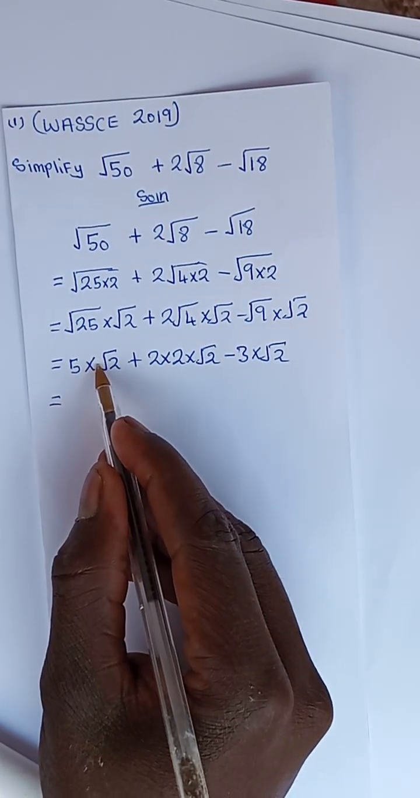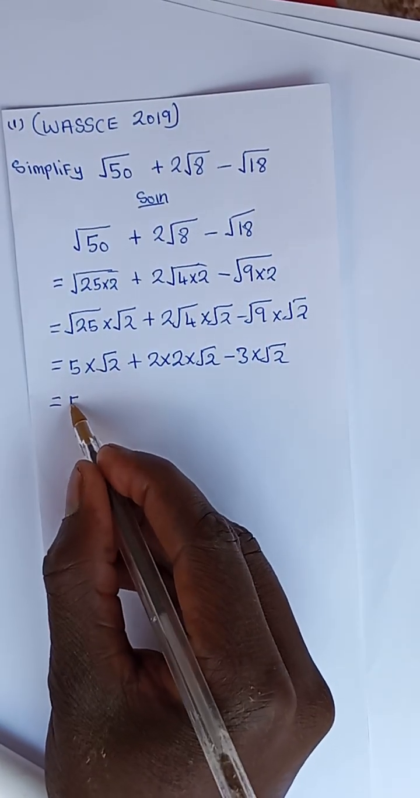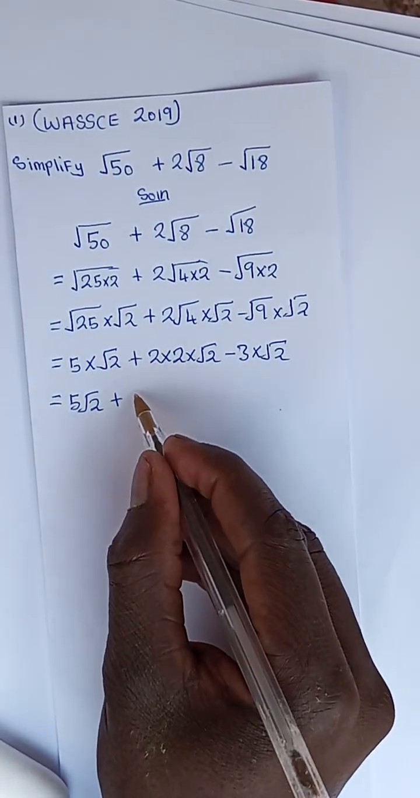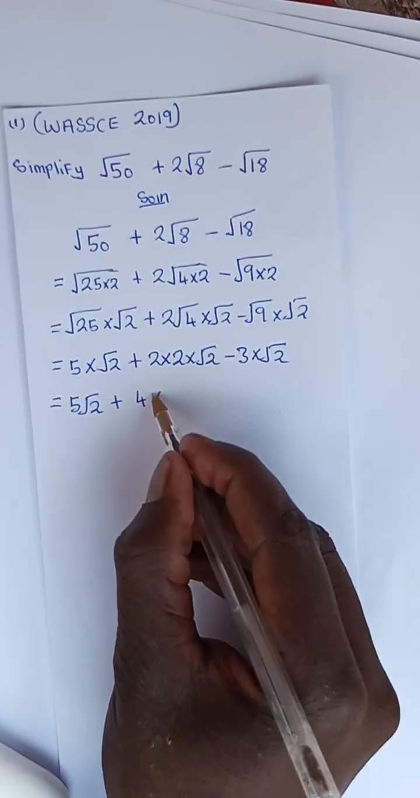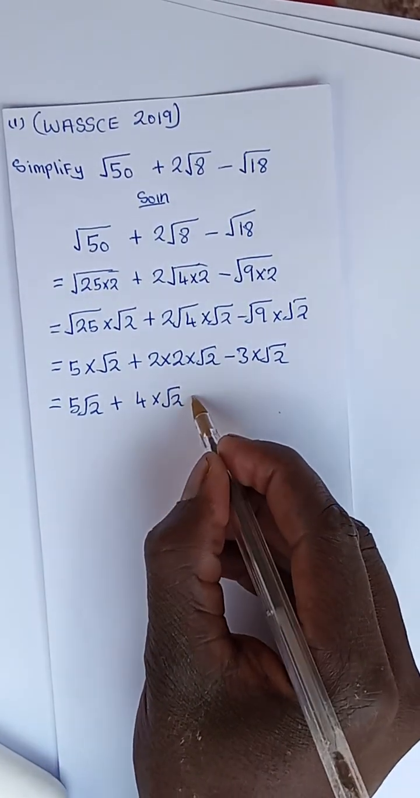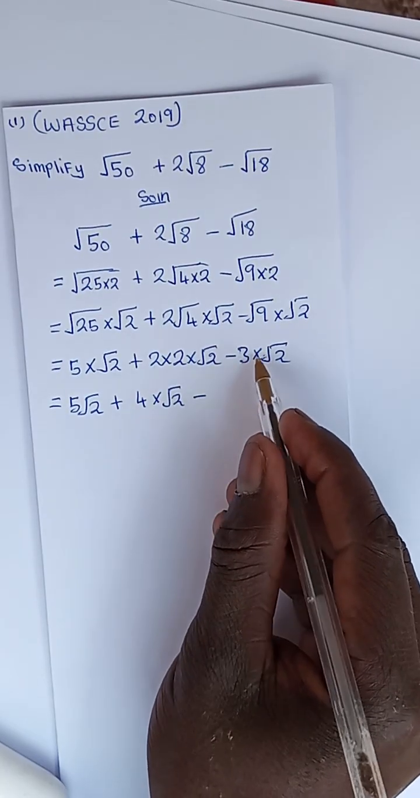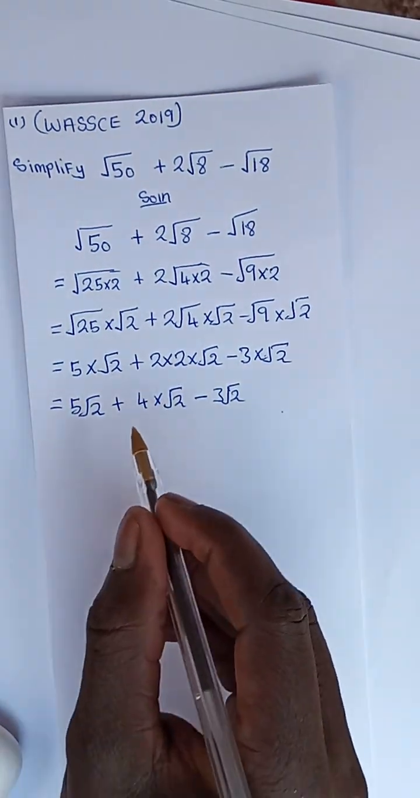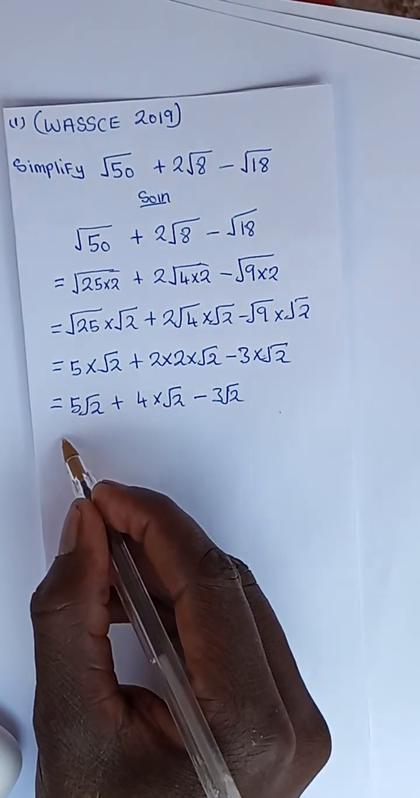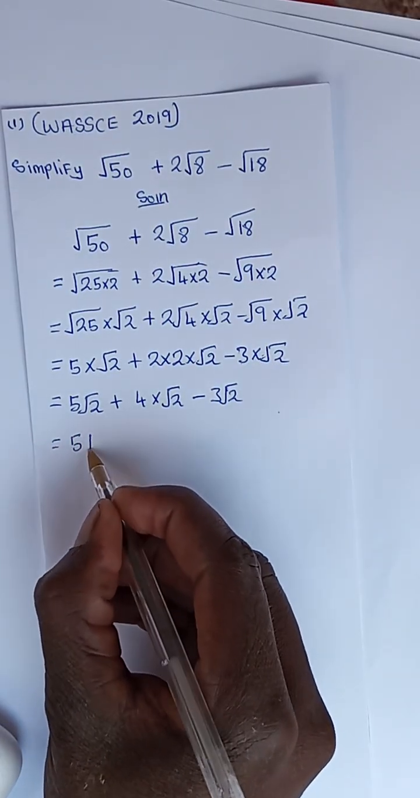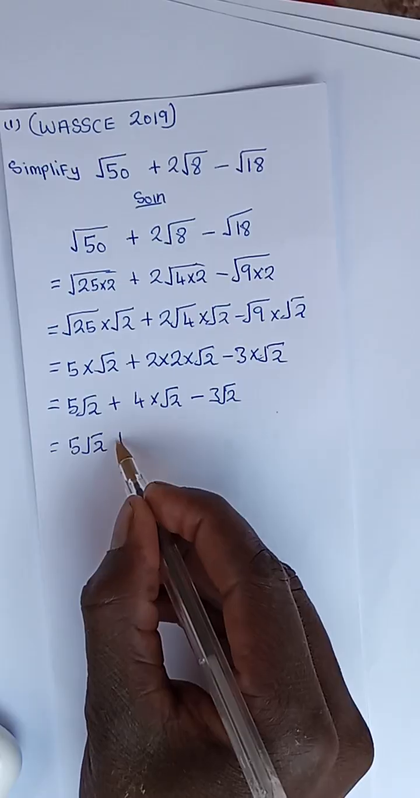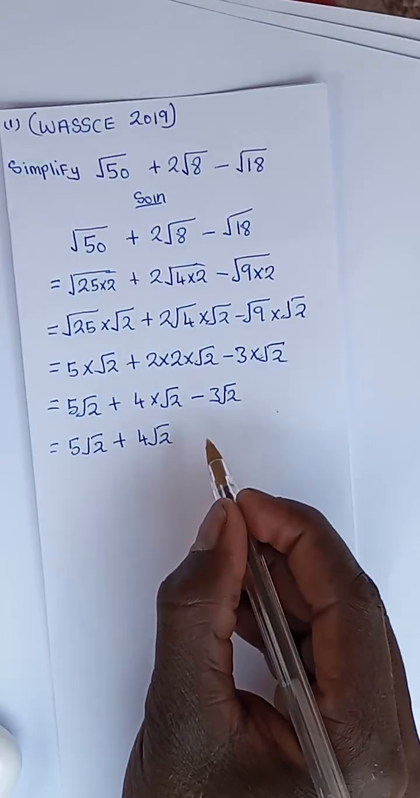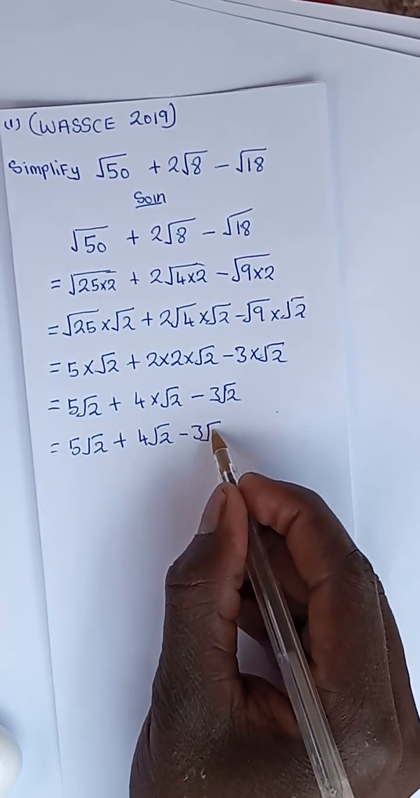Now note that here is 1. 5 times 1 is what? 5 root 2 plus 2 times 2 is what? 4 times root 2 minus. Note that here is 1. 3 times 1 is what? 3 root 2. Now let us simplify this first. We say 5 root 2 plus 4 times 1 is what? 4 root 2 minus 3 root 2.